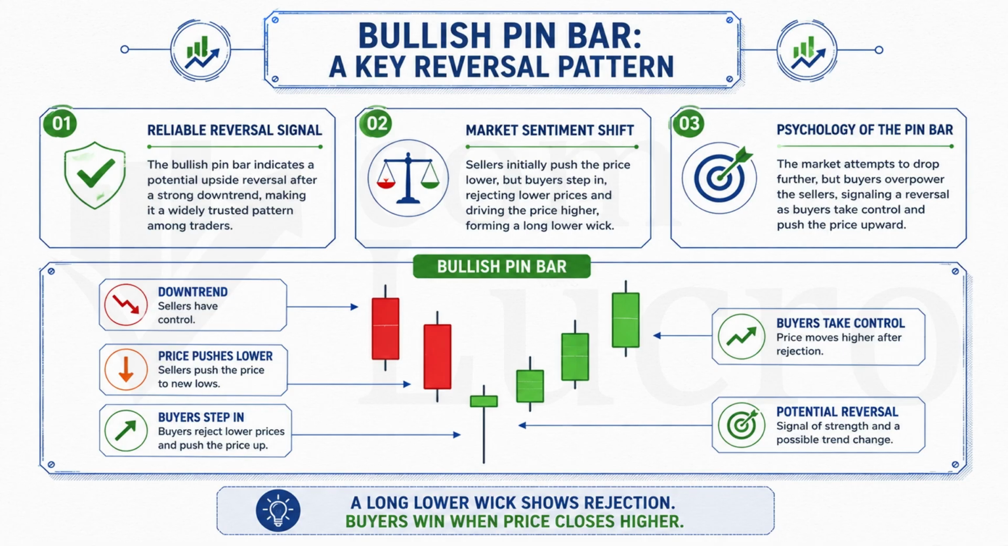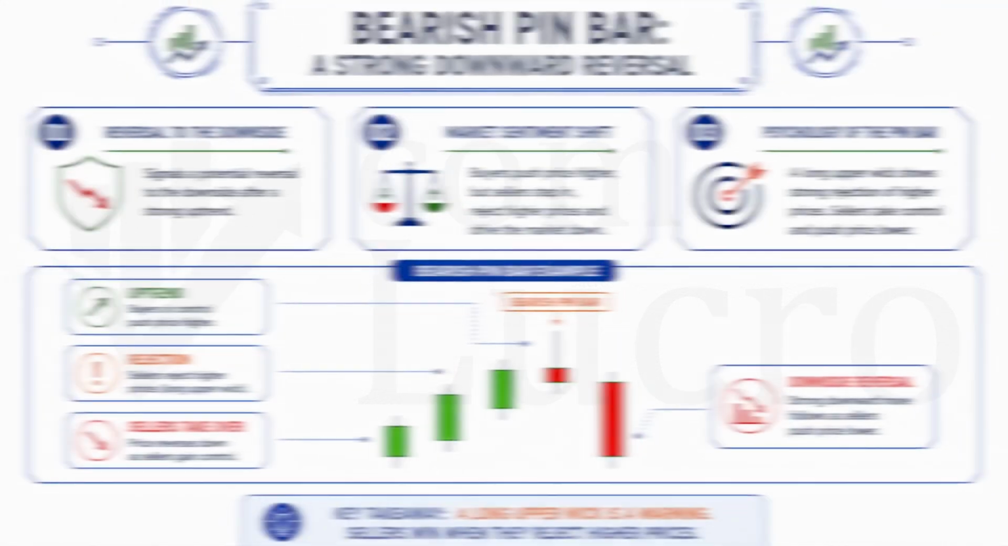You'll recognize it by its small body near the top and a long lower wick, which represents rejection of lower prices. Now the psychology behind it. Early in the session, sellers are in control and drive price down. But as the session goes on, buyers step in aggressively, rejecting those lower prices and pushing the market back up toward the open or slightly above. That shift leaves a long wick below a small body, revealing that buyers are gaining strength, a clear sign of a potential bullish reversal.